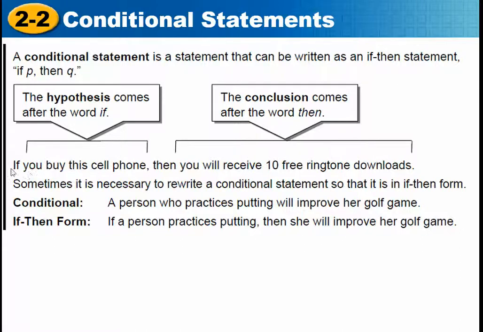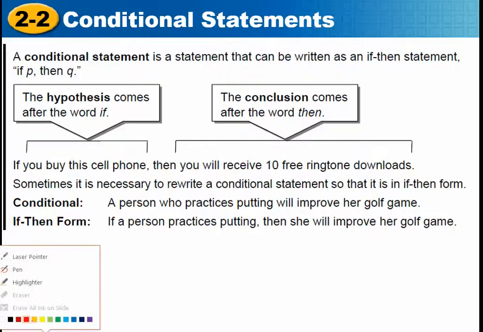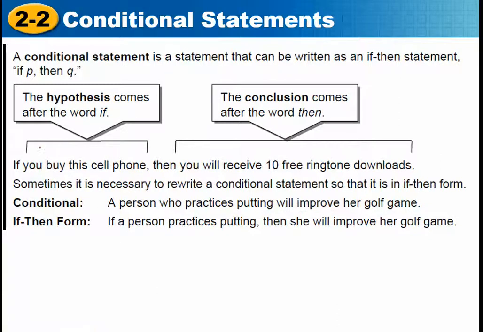So here's an example. And I'm going to underline these. I'm going to underline the hypothesis with a dashed line, and then I'll underline the conclusion with a solid line. Sometimes they use 1 line and 2 lines for each. So the hypothesis is you buy this cell phone. So that's the hypothesis. The conclusion, if you buy the cell phone, then you will receive 10 free ringtone downloads. So this is the hypothesis. This is the conclusion.